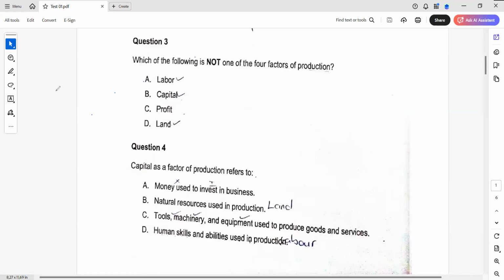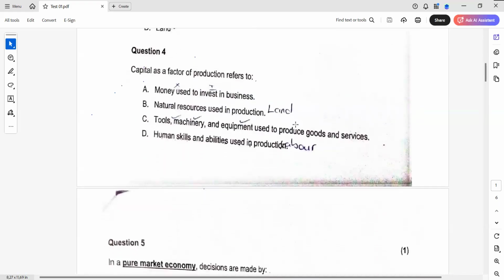Why doesn't my cursor want to move? Okay, let me just go here. Number 4, they're saying capital as a factor of production refers to. Okay, so you know that our factors of production are land, labor, capital, and entrepreneurship, and capital earns interest, right? So as a factor of production, capital in economics is basically of different types. We have financial capital, we have human capital, and so on.